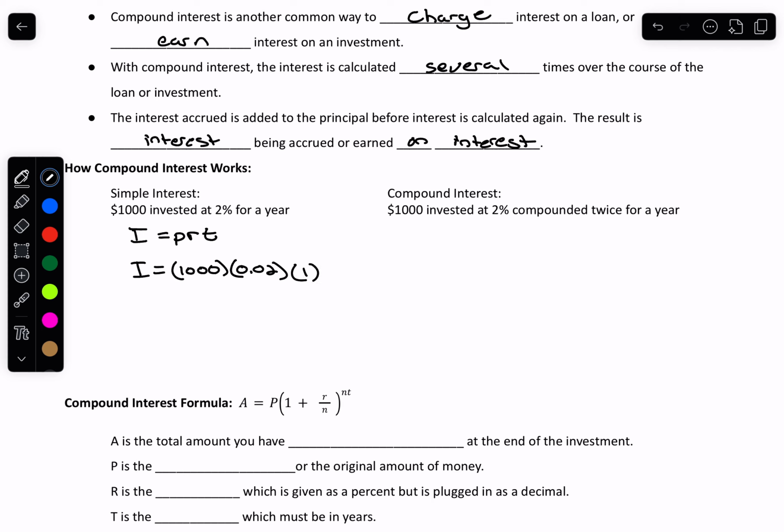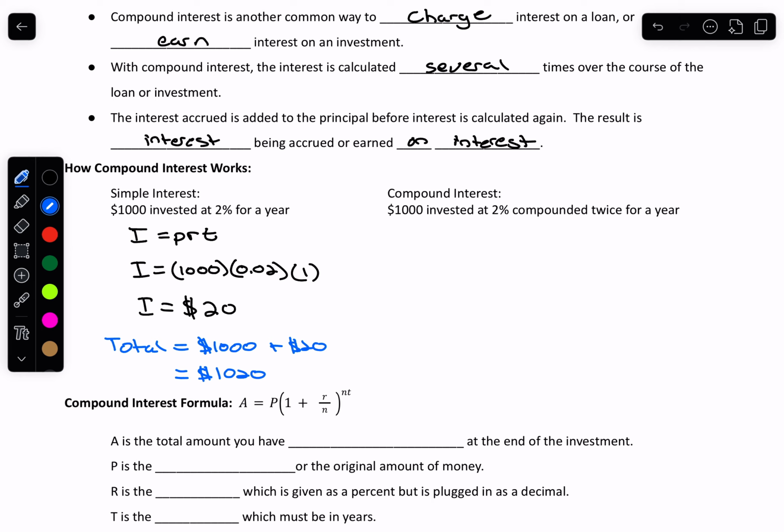When we calculate that, it's nice easy math because we're multiplying by 1,000. 1,000 times 0.02 times 1 gives us a total interest value of $20. So over that 1 year, we have earned $20. And so we can then say that the total amount of money we have is equal to the $1,000 we started with plus the $20 that we just earned. So we have in total $1,020 at the end of this.